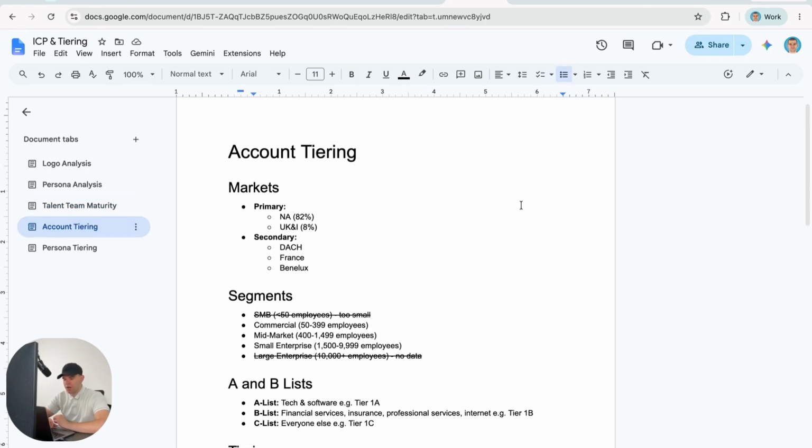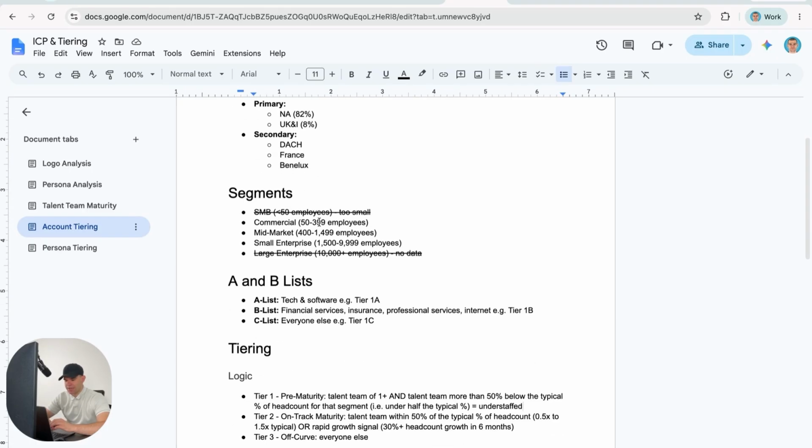So based on the logo analysis, 82% of the accounts are North America, so US, Canada, 8% are UK and I, and then secondary, we've got a few in Germany, a couple in France, and a couple in Holland as well. So they're secondary markets. In terms of segments, SMB is really too small to have SMB reps, and large enterprise, we don't actually have any accounts. So it makes sense to focus on commercial, mid-market, and small enterprise.